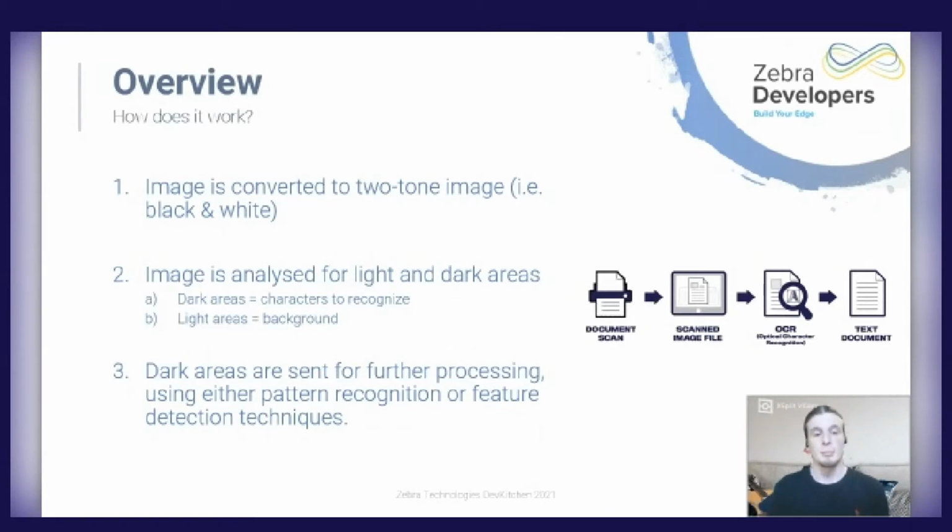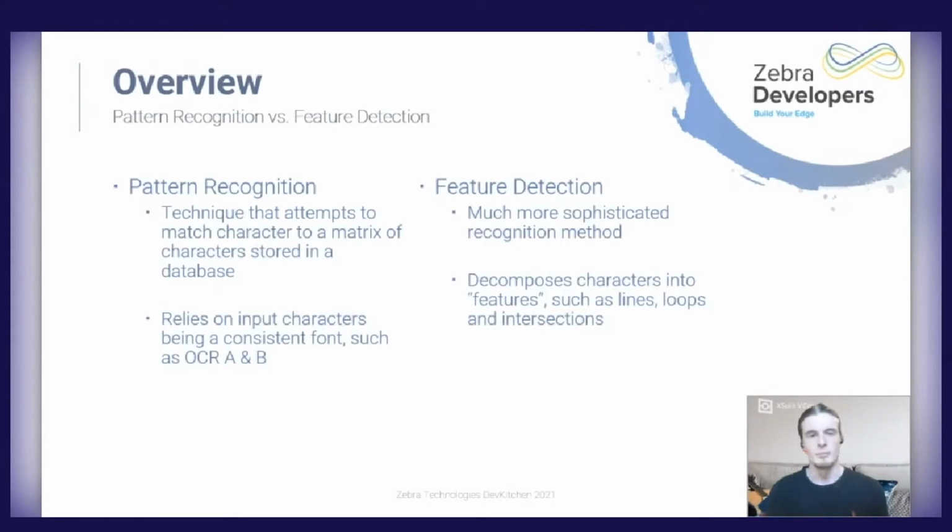There are typically two techniques used here for this further processing. We use either something called pattern recognition, or something called feature detection. So what are these two things, and what are the differences? Pattern recognition is a technique that attempts to match characters to a matrix of characters that are stored in a database. So this is quite a rudimentary way of performing OCR.